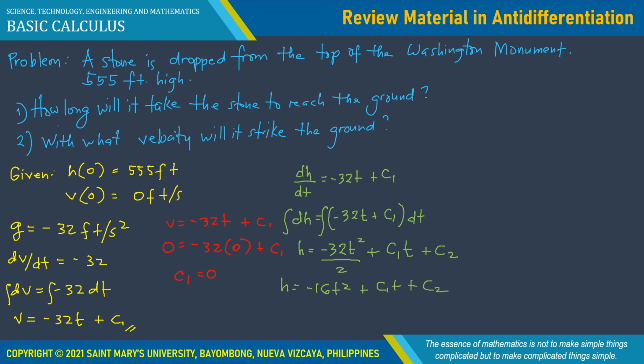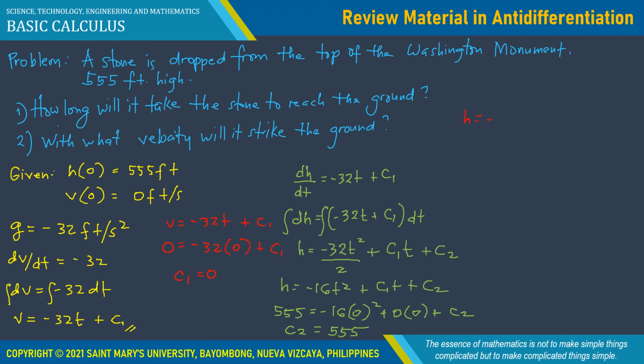Okay, then mag-substitute na tayo. H is 555 when time is 0. So we have negative 16 times 0 squared. So ayan, sige, palitan natin yung c sub 1 ng 0. Diba 0 na yon. Then ang time is 0 din. So plus c sub 2. So makukuha natin value ng c sub 2 dito since puro 0 yung multiplier dun sa right side. Ang c sub 2 natin ay 555.